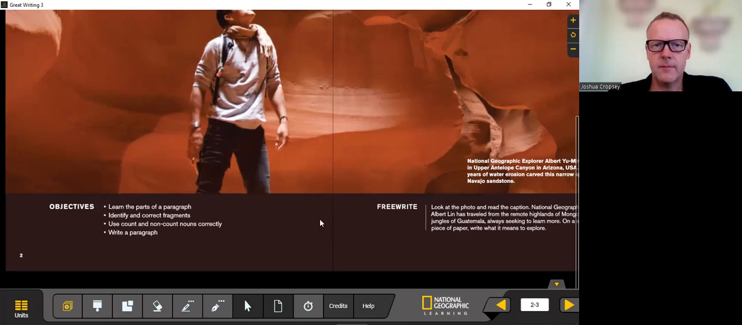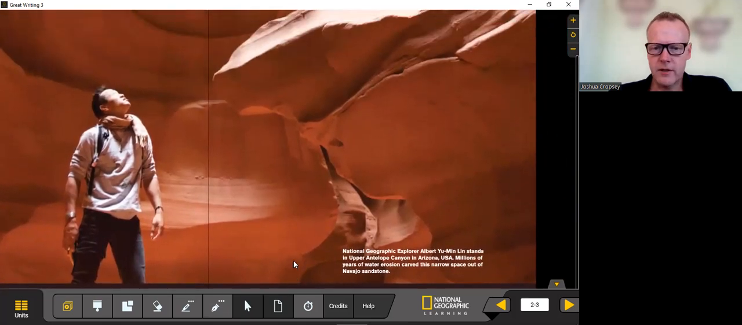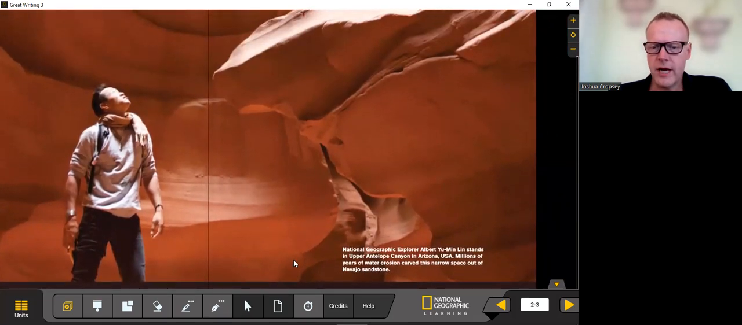All right. Pretty cool picture we have here. It says National Geographic Explorer Albert Yu Min Lin stands in Upper Antelope Canyon in Arizona, USA. Millions of years of water erosion carved this narrow space out of Navajo sandstone. Man, that is really beautiful.